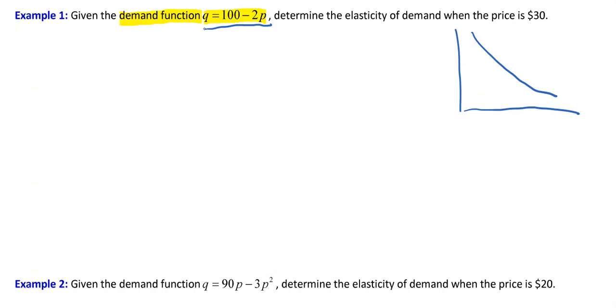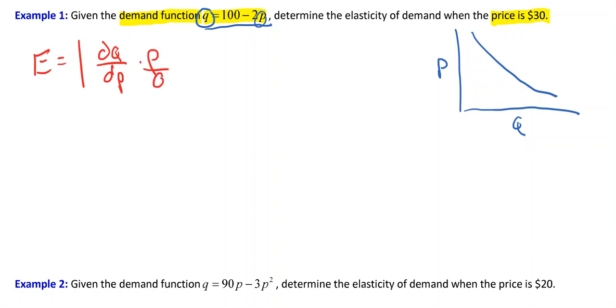All right, so we've got that. Q is equal to 100 minus 2p. Notice that it relates quantity and price, and we have price and quantity on our axes. We also have to be given one other piece of information that's usually going to be price, although sometimes it may be quantity. So to get started, first of all, let's write down our formula. Elasticity is dq dp times p over q.